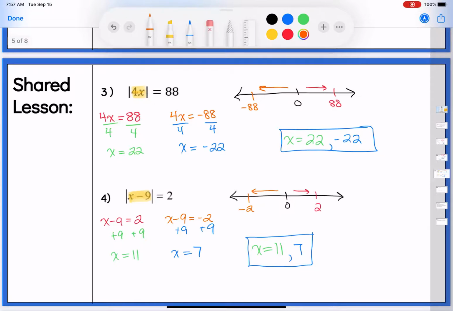I just noticed I forgot my negative on my number line there. So it's okay to have two different numbers. It just depends on what you have inside that absolute value. You should always have two numbers. Sometimes it'll be positive and negative of the same number. Sometimes it'll be two different numbers. Just make sure that you do a little mental math. Go back and check and see if they make sense after you get your two solutions.